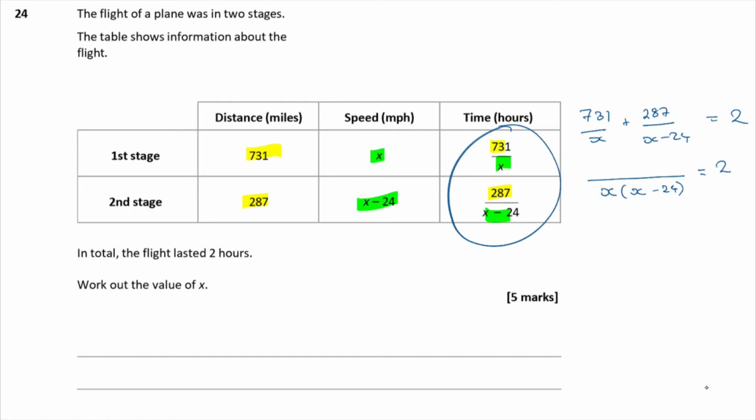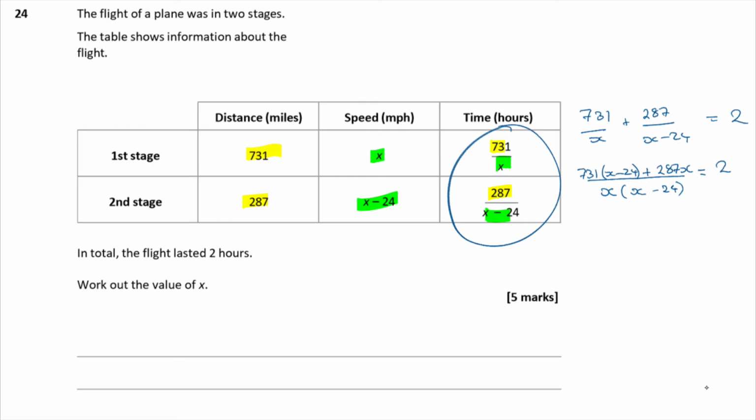So I'm going to have to take that 731 and multiply it by x minus 24, and then that's going to be added on to how many times does x minus 24 go into x lots of x minus 24? It goes in x times, so that's going to be 287x on the top.